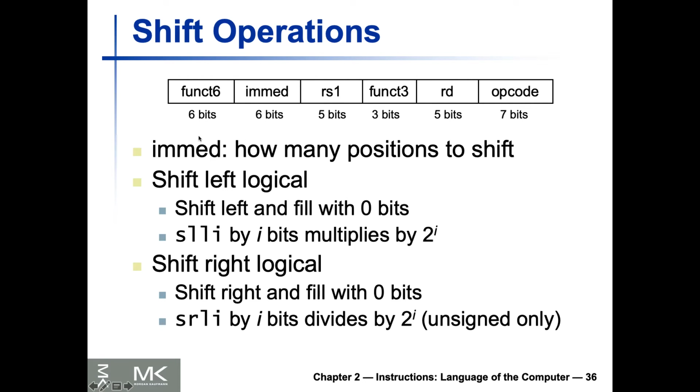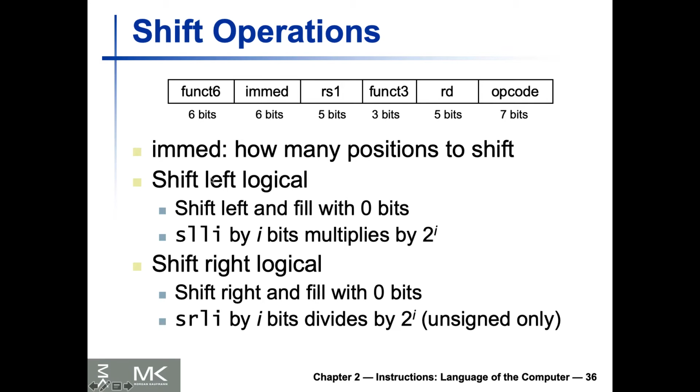So in this case, for shift, we have func6, which takes 6 bits. The immediate takes 6 bits. The RS1, the first source, takes 5 bits. And then the destination takes 5 bits as well. So you have the opcode of 7 bits for that, right? In this 6-bit field, we're actually going to show how many positions to shift, either left or right depending on the opcode.